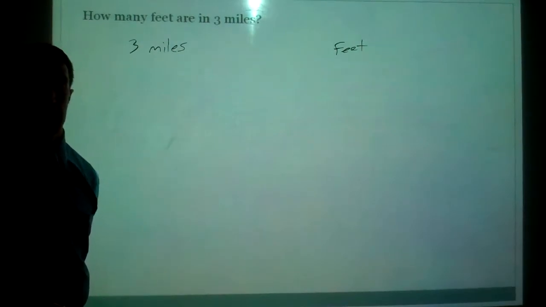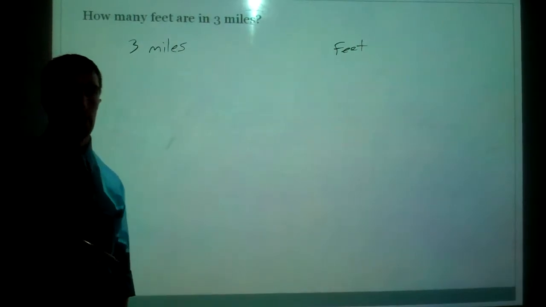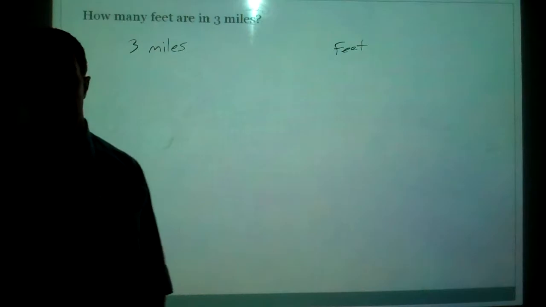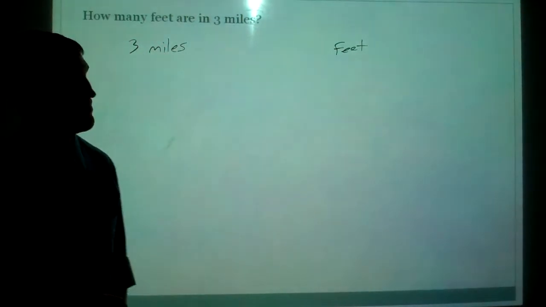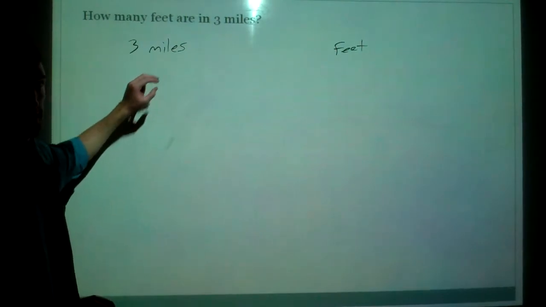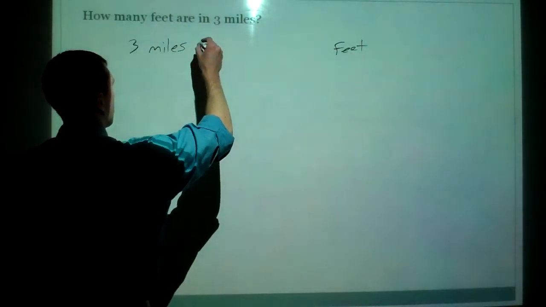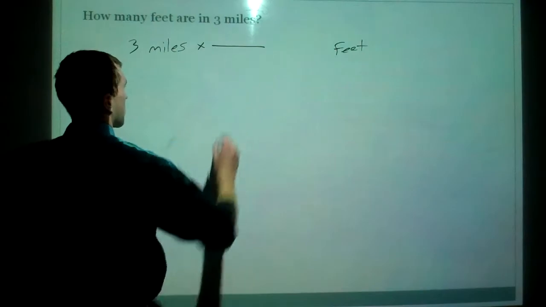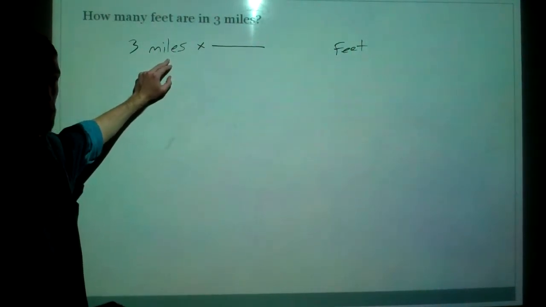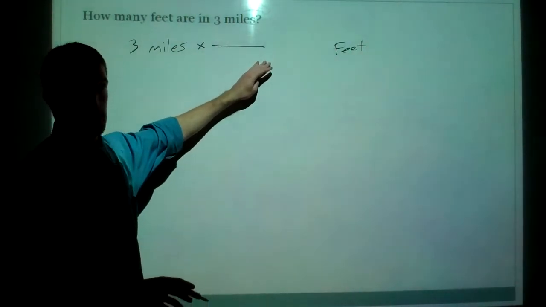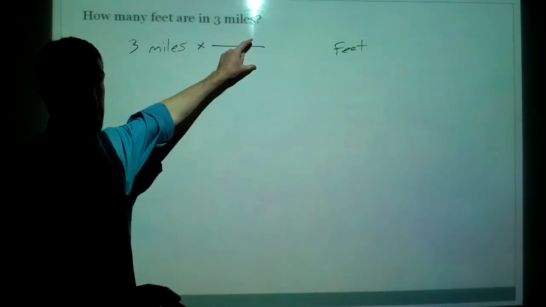If we go back to the table, we would know that in 1 mile there are 5,280 feet. So, first step, we're going to multiply this by something. And whatever we start with, so we started with miles, we're going to put miles in the bottom here. This is like a little fraction.